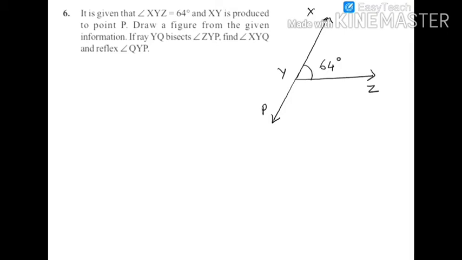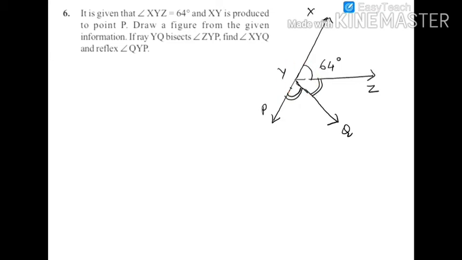If ray YQ bisects angle ZYP, so we draw ray YQ such that angle PYQ is equal to angle QYZ. Find angle XYQ, that is this angle, and reflex angle QYP, which is this angle, reflex angle.